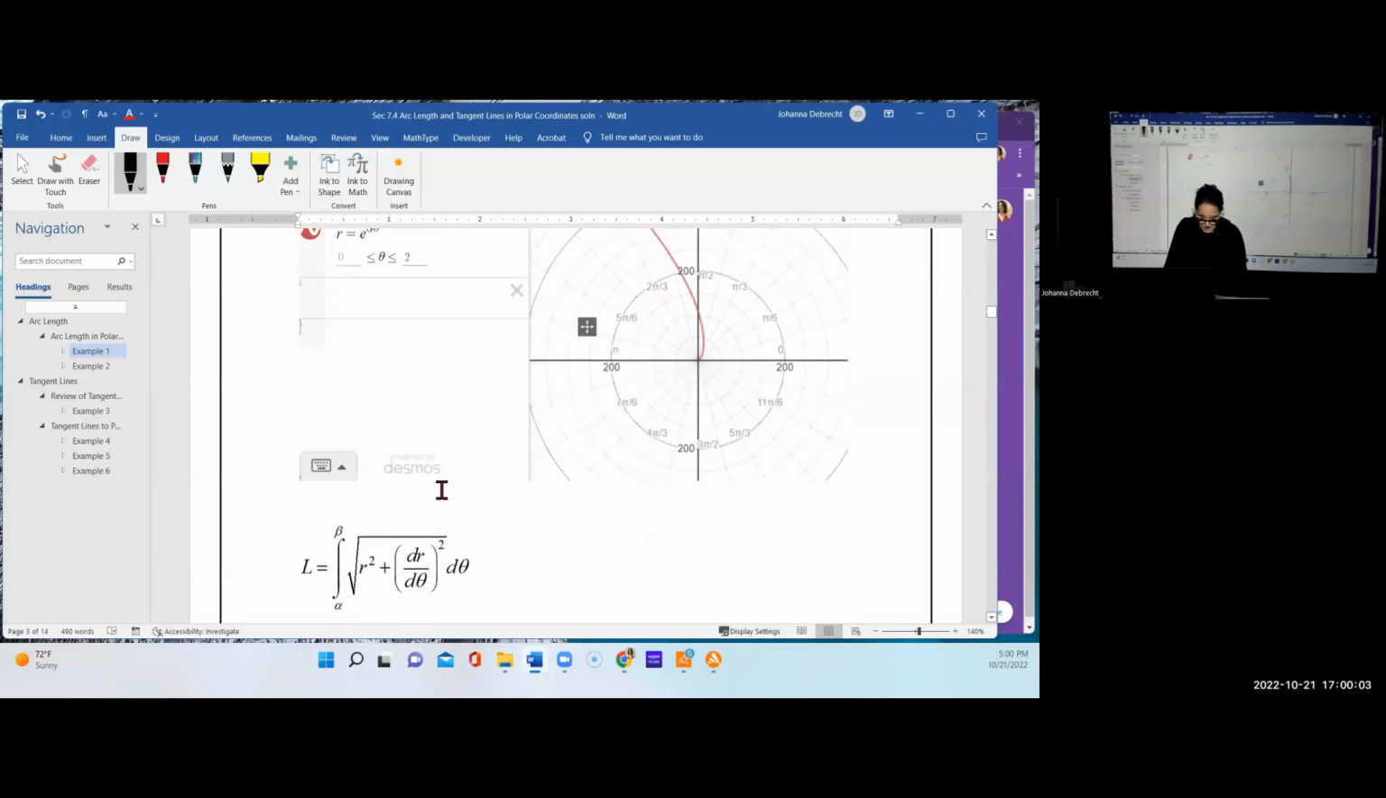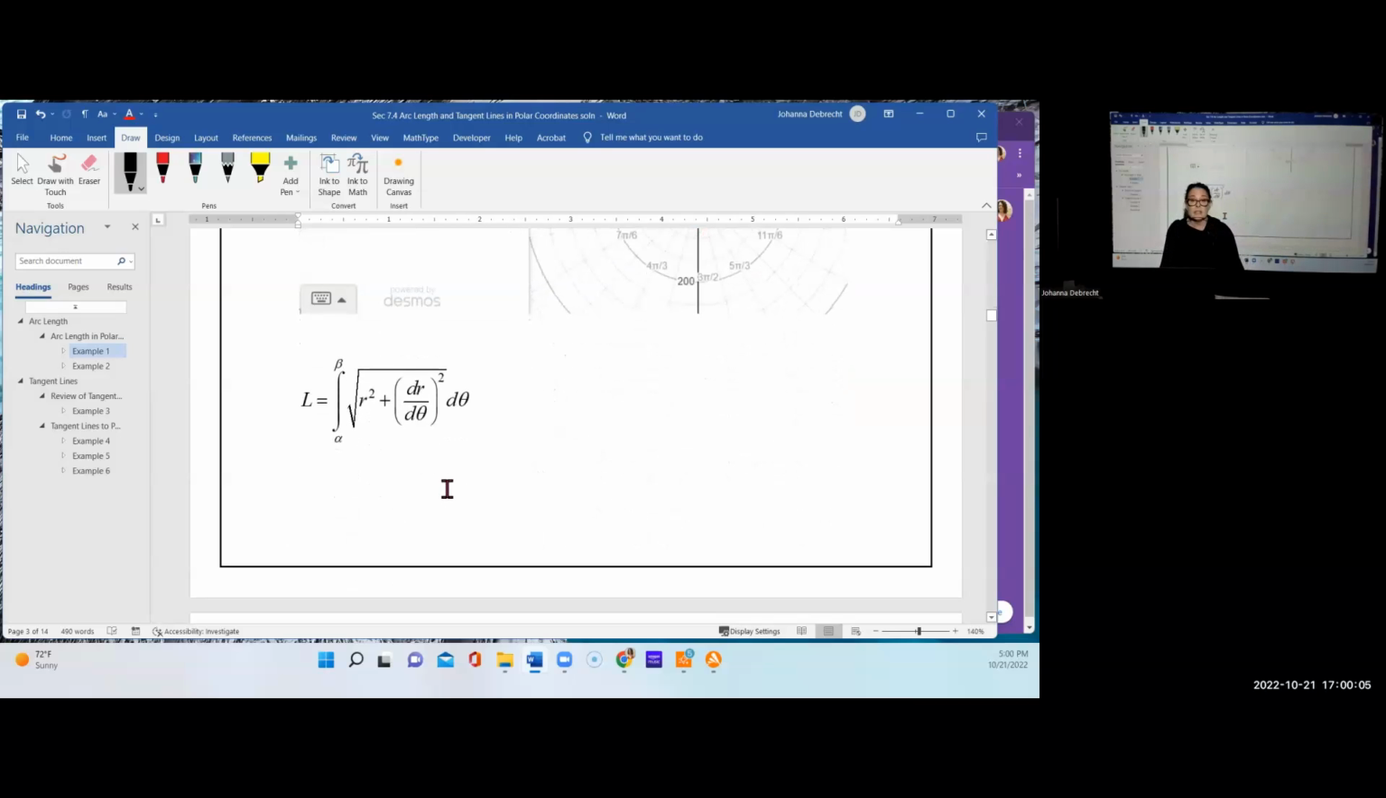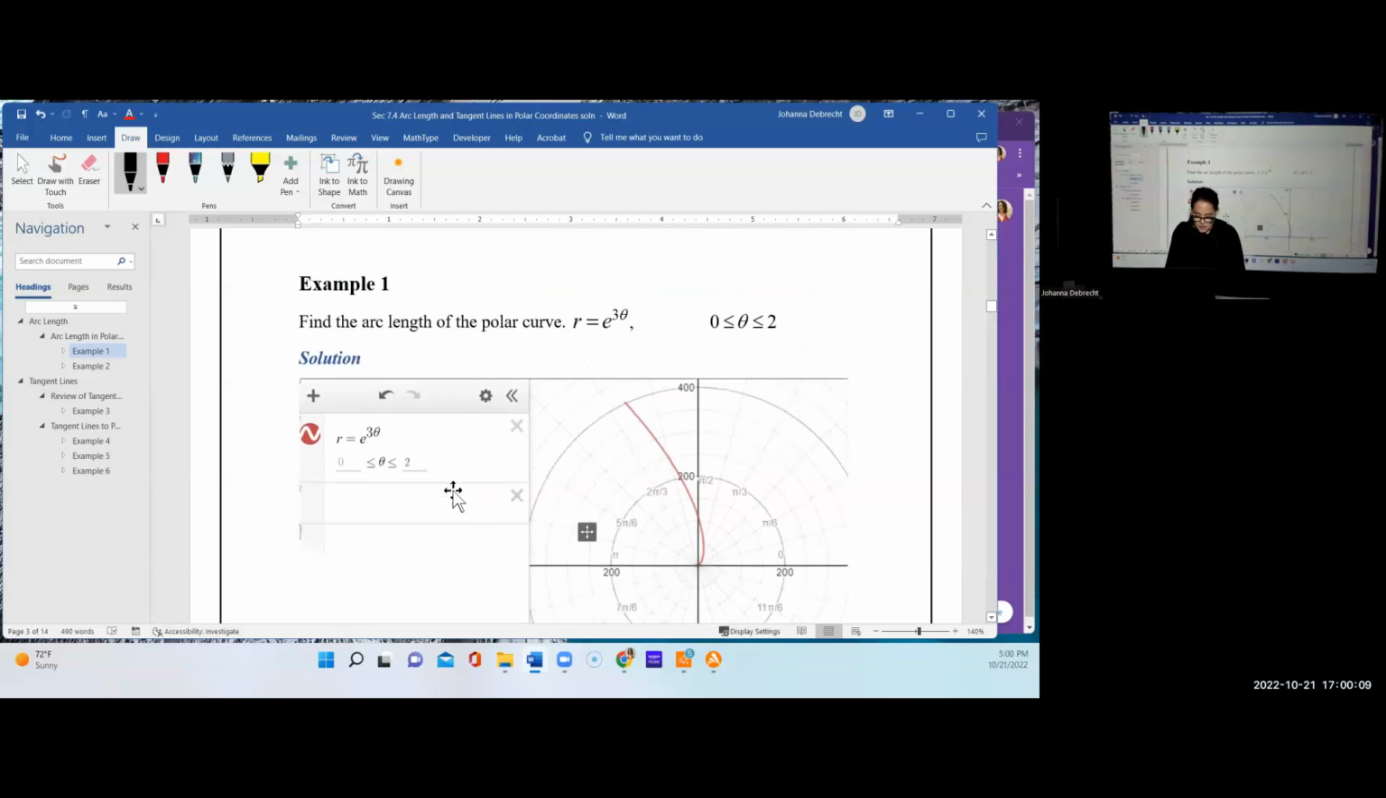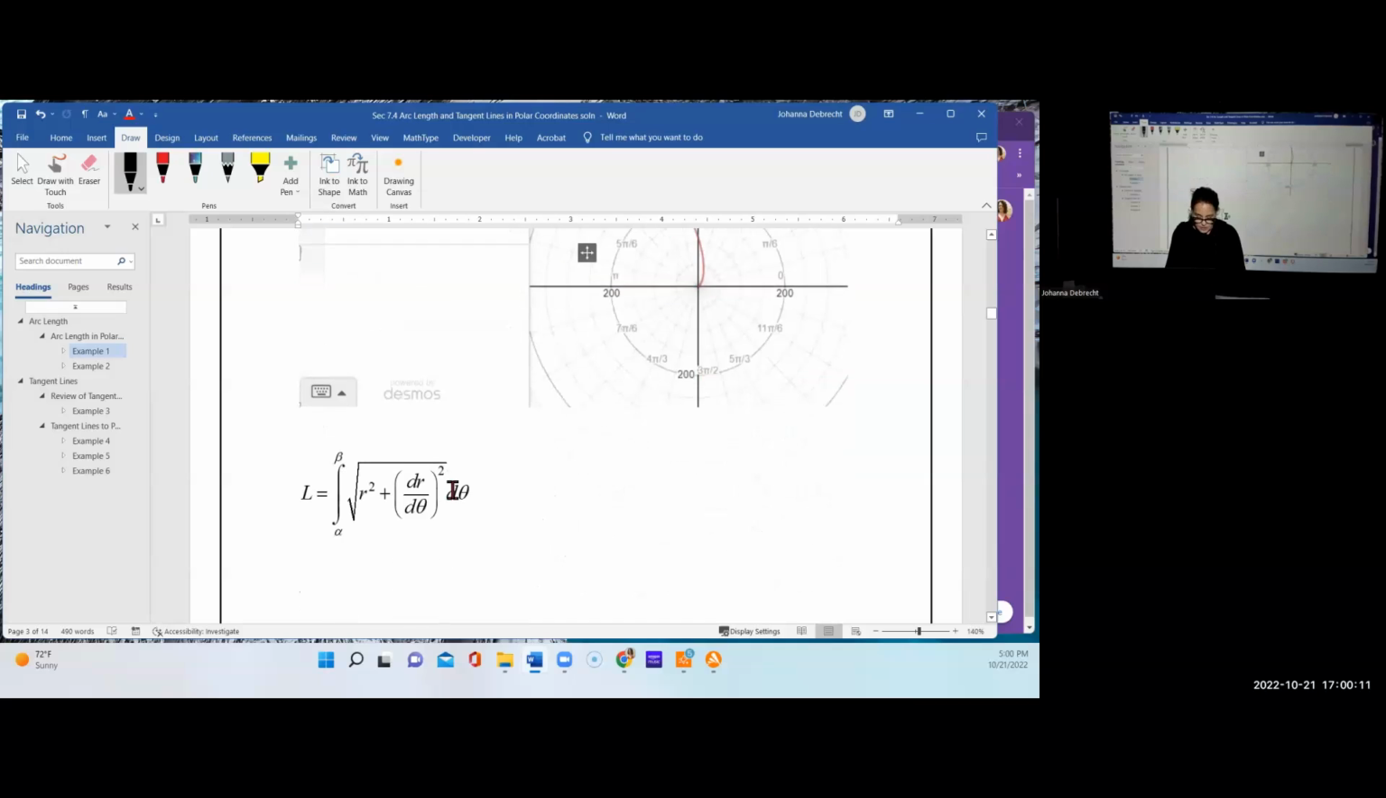All right, so let's take a look at the formula and let's figure out the two parts to the formula. Our equation is r equals e to the 3 theta.